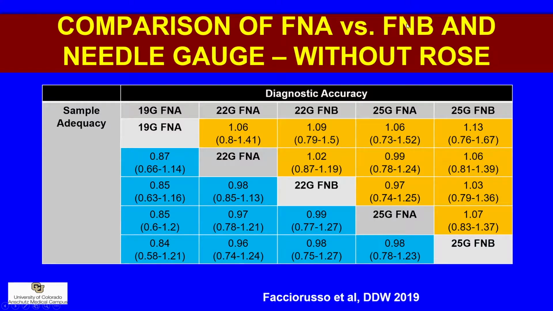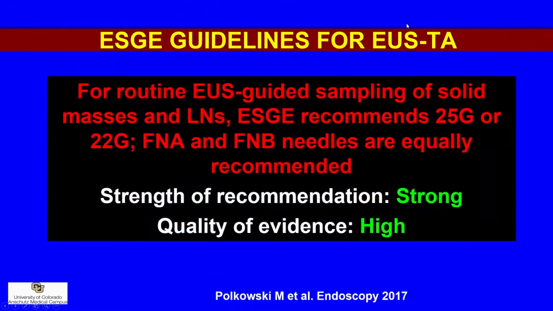If you believe that these results were really altered by the presence or absence of an on-site cytopathologist, we analyzed our data based on that factor. And again, when you take out the absence of an on-site cytopathologist, our results were the same. Our results were actually consistent with what the ESGE recommends, which is sampling of pancreatic masses and lymph nodes can be performed either with a 22 gauge needle or a 25 gauge needle, and FNA and FNB needles are equally recommended.